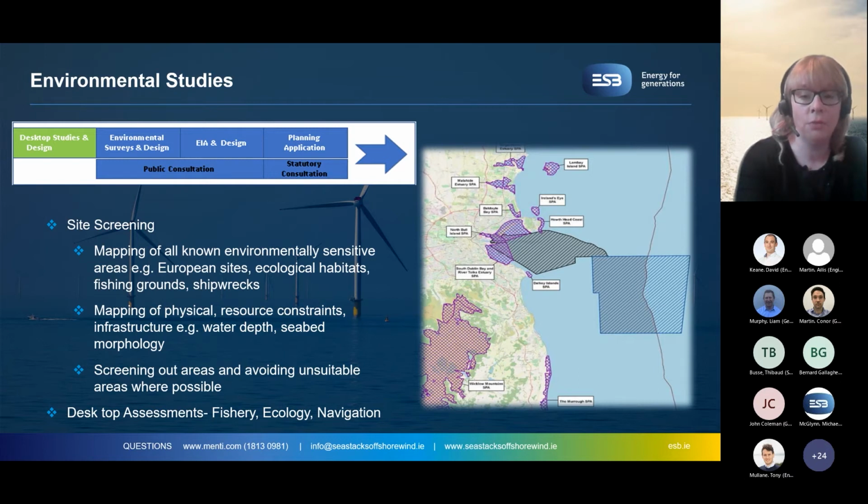The process is about ruling out and avoiding unsuitable areas from a very early stage, and finding a site that avoids, in the main, ecologically and environmentally sensitive areas. From that process, what has come about is key areas that we knew needed further assessment, such as fisheries, ecology and navigation. So we employed specialists in those areas to undertake further assessments for us and to identify further constraints that we can avoid in terms of that site.